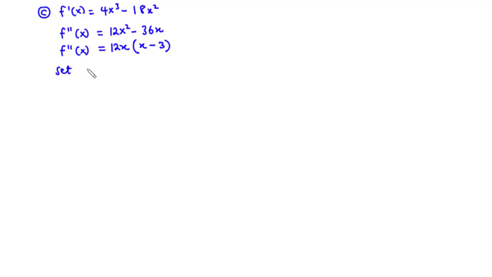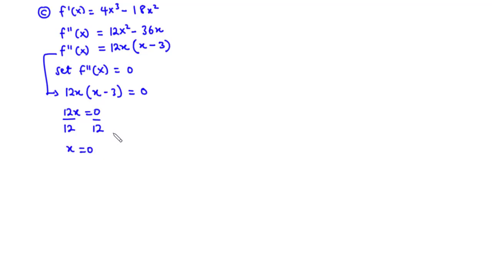Now let's set f prime prime of x to 0 and then solve for the values of x. So we say that we have 12x into bracket x minus 3, and that is equal to 0. So we have 12x equals 0. We divide through by 12, and then we have x equals 0. Again, we have x minus 3 equals 0, and then x is equal to 3. So therefore we have x equals 0, x equals 3.